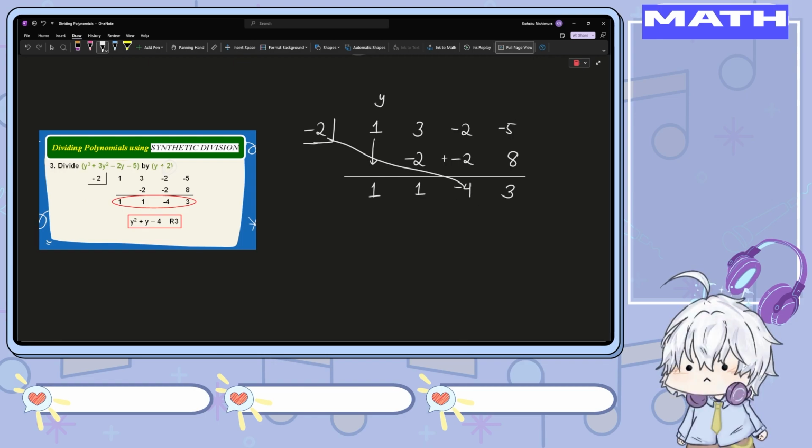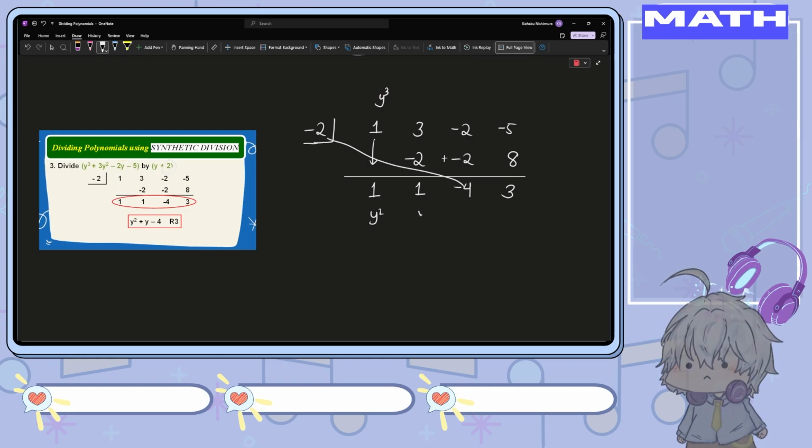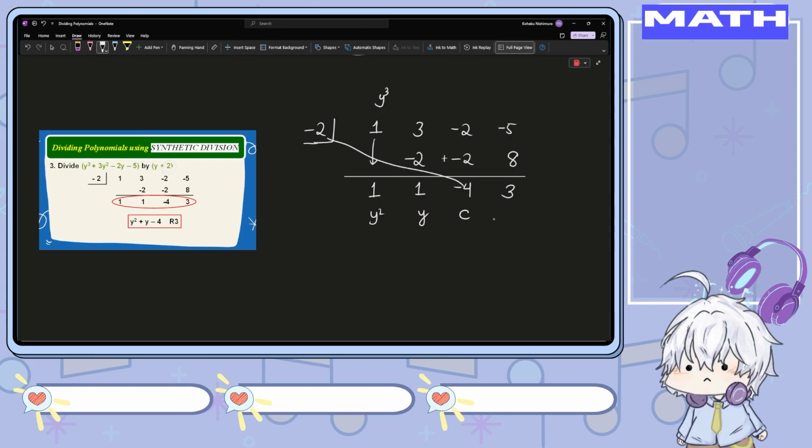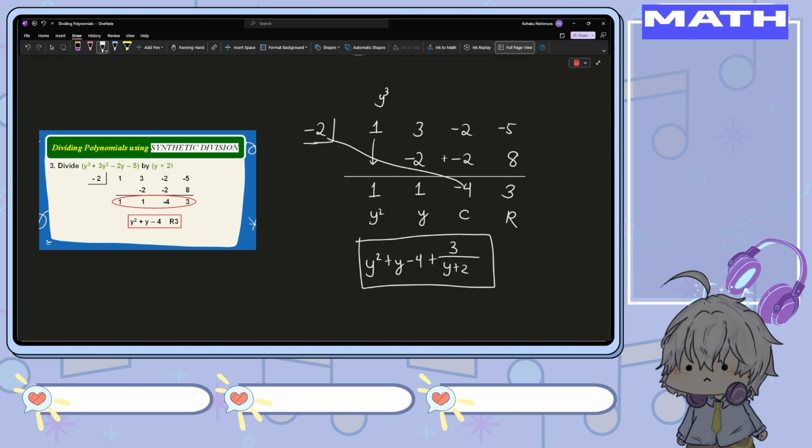We started off with y cubed. This is going to be y squared. And so on: y, the constant, and the remainder. If you write that back, it will look something like y squared plus y minus 4 plus 3 over y plus 2. Thus confirming the answer.